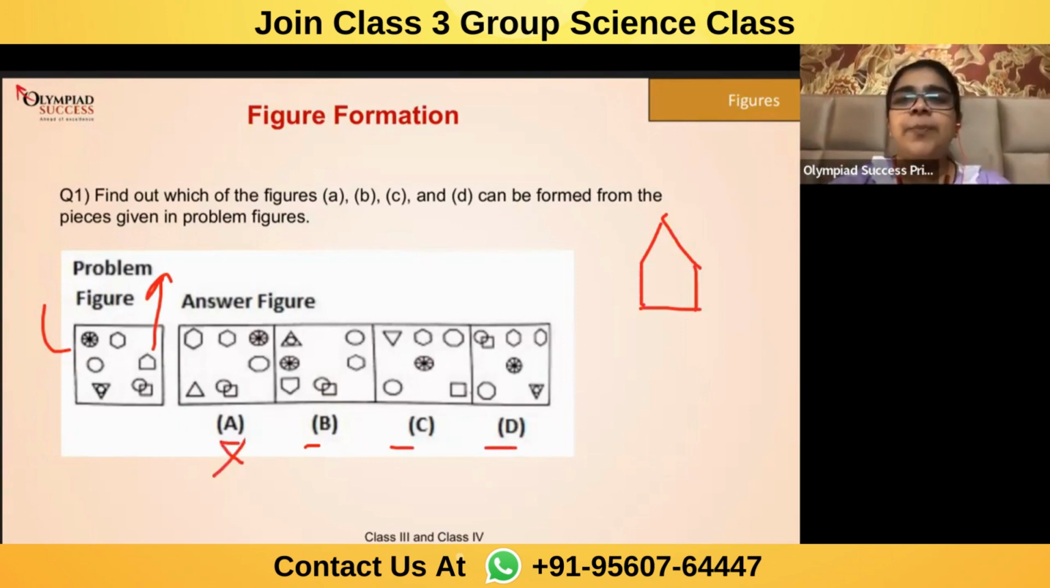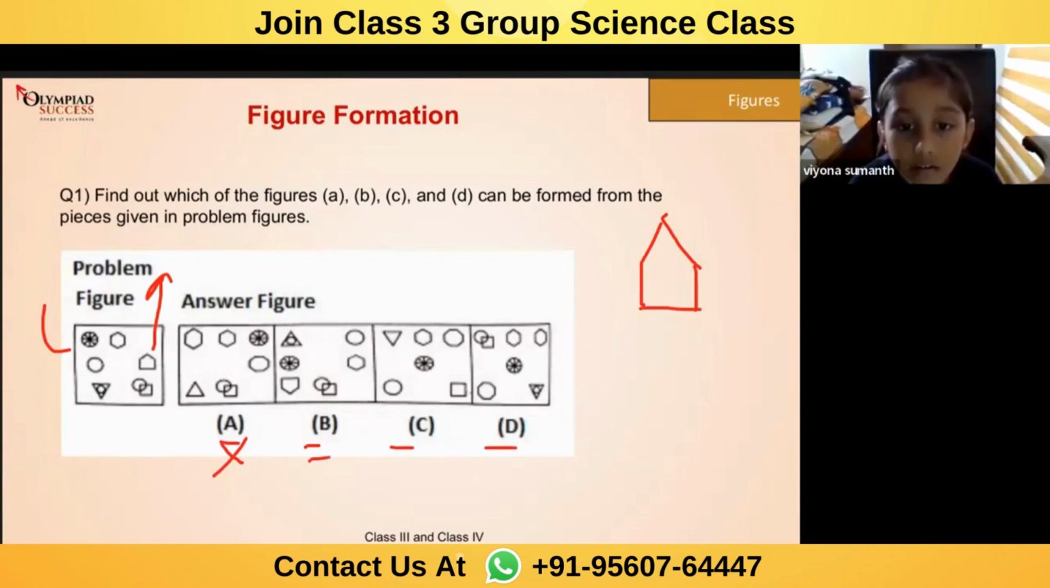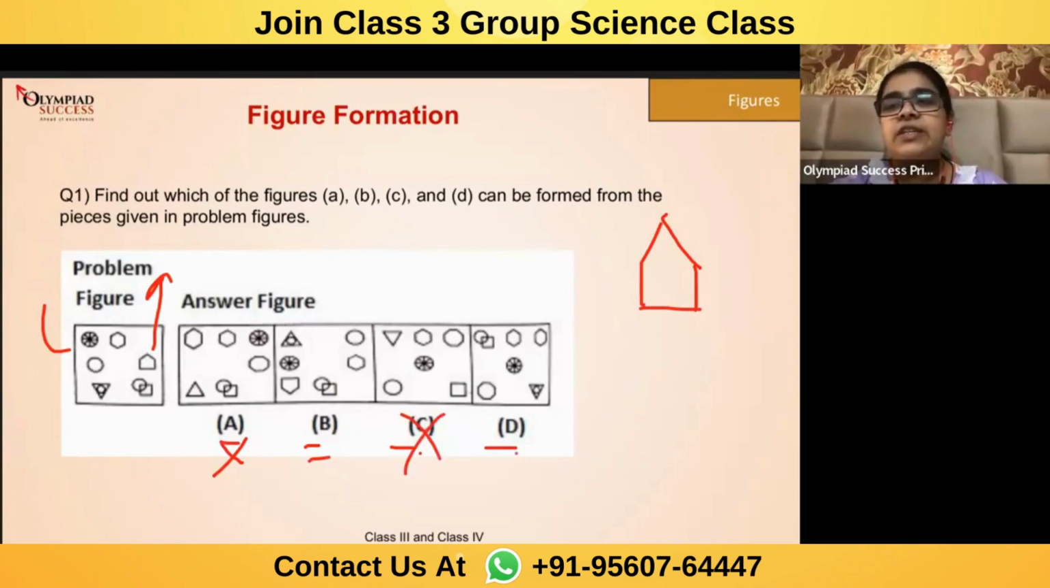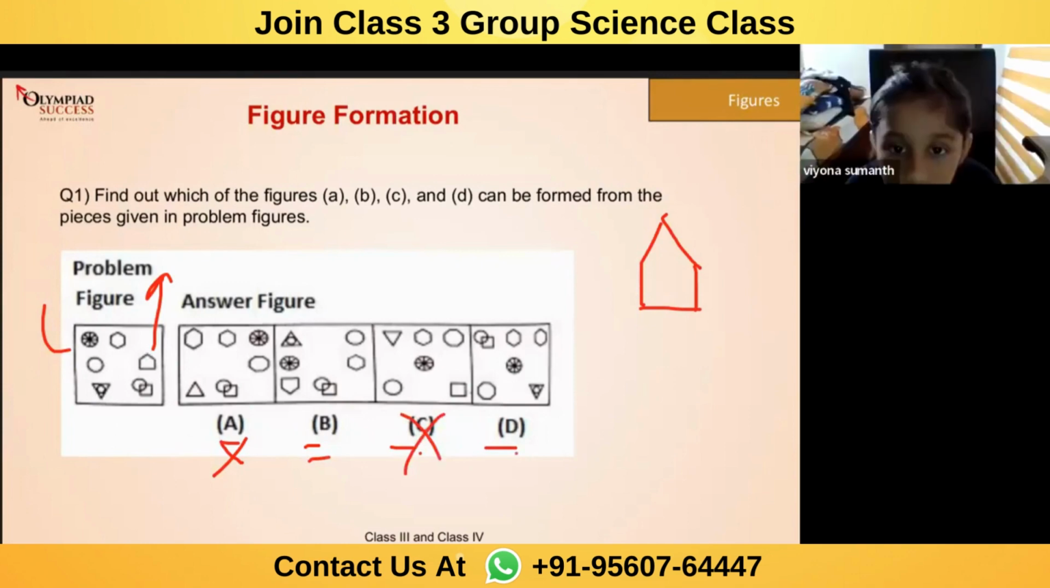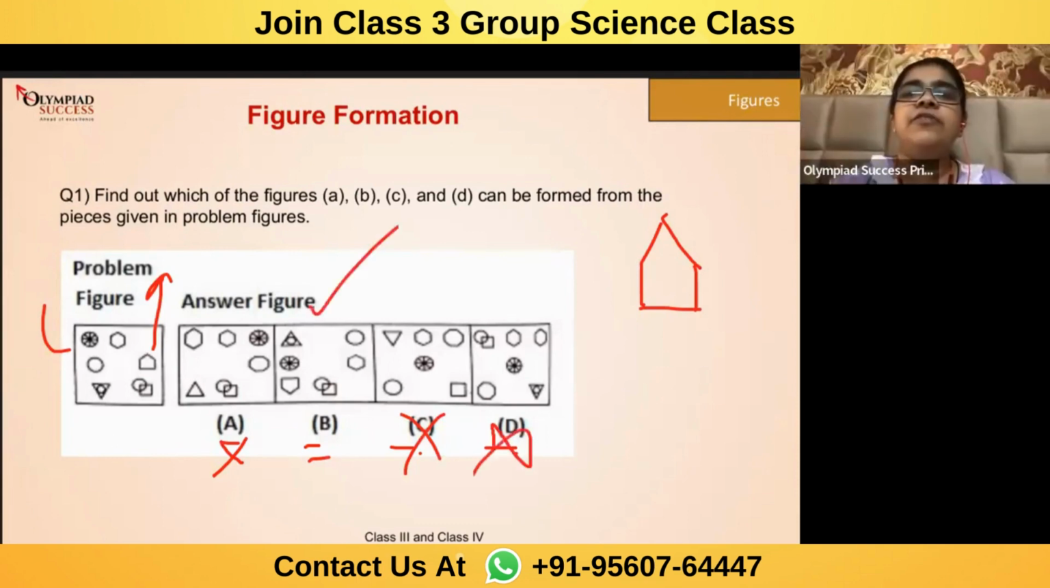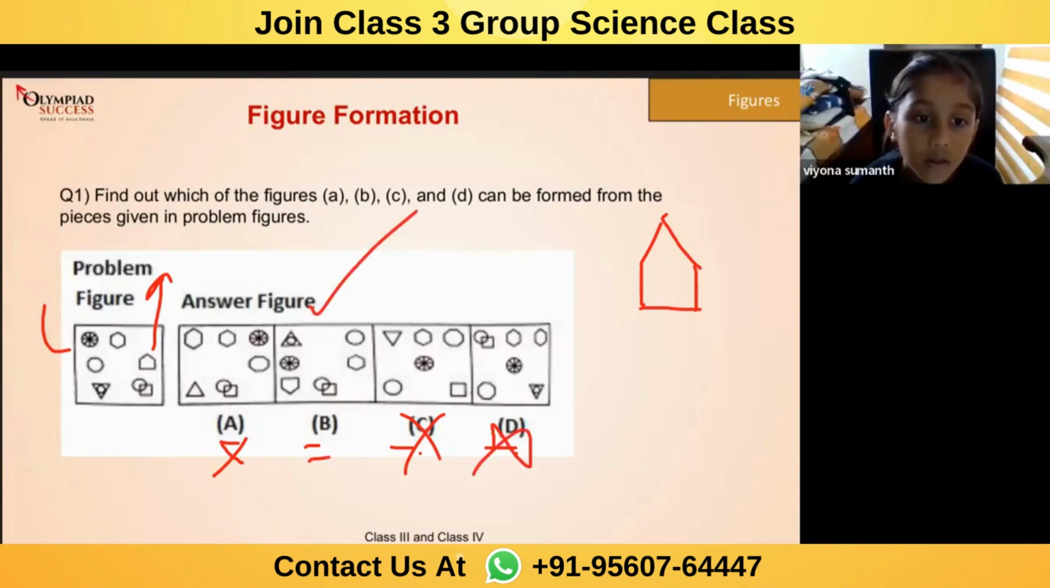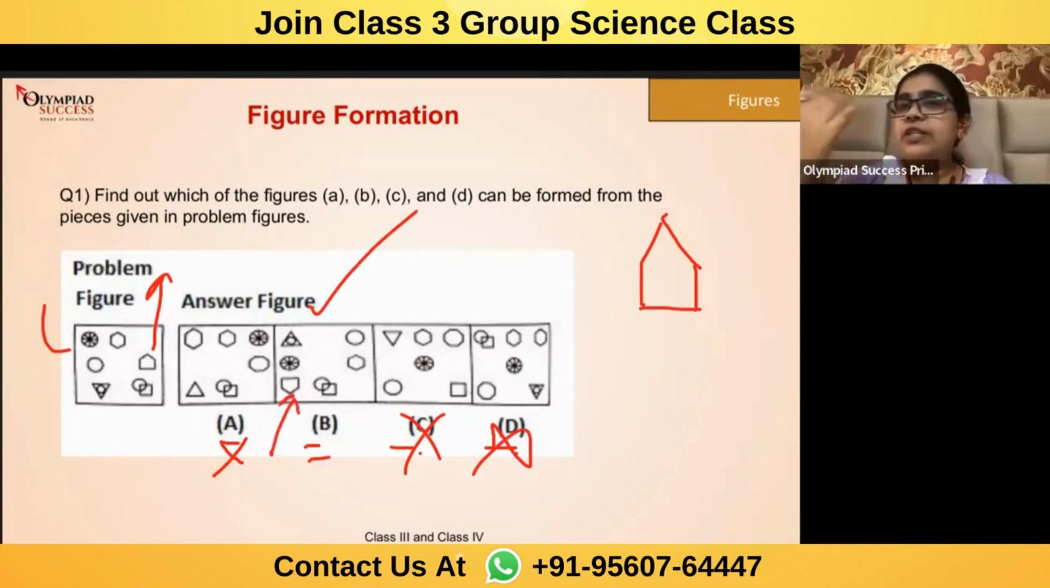Option A does not have a pentagon. Option B has a pentagon. Good. Now look at Option C. C does not have. Very good. And option D. Option D does not have. So what is left for our correct answer? Option B. Though it is upside down, it will not create any problem. Understood, Viona? Good.